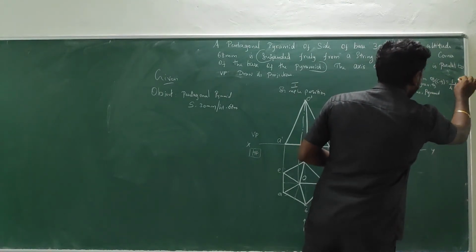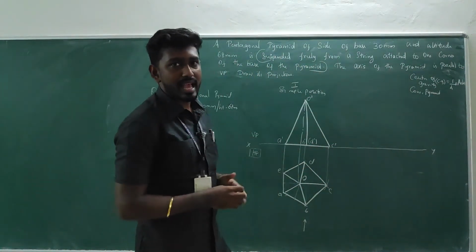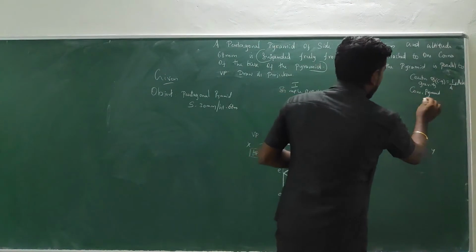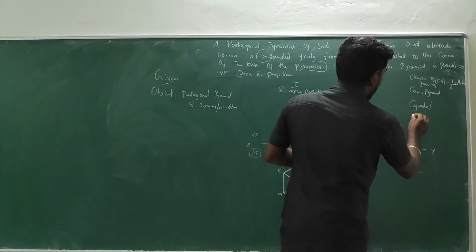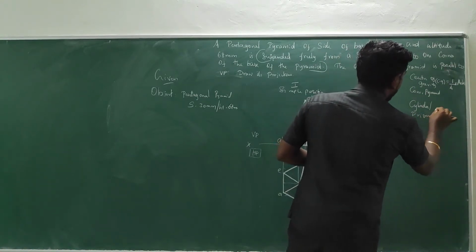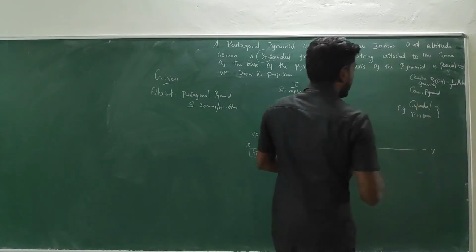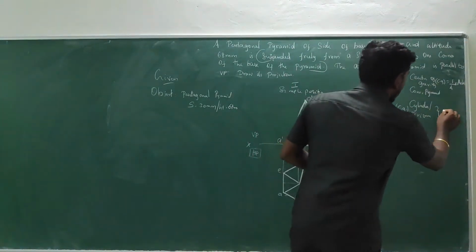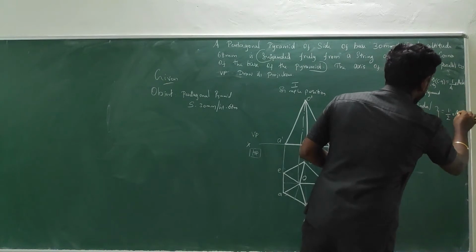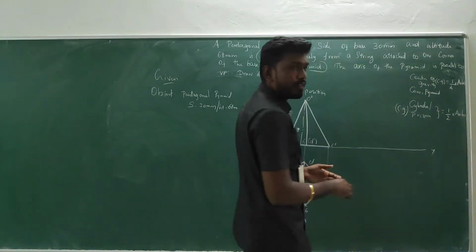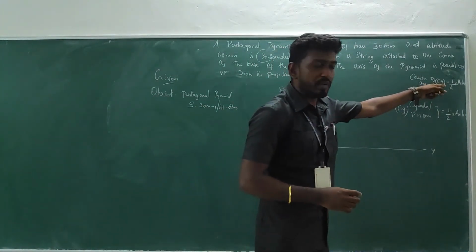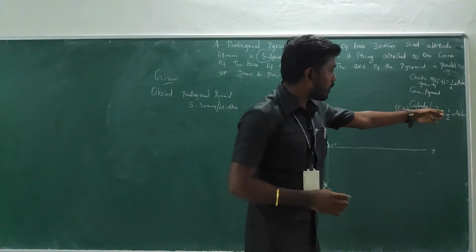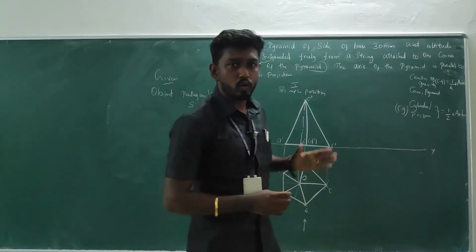1/4 of its axis height. Okay, 1/4 of its axis height. If we come to the cylinder or prism, we need to follow the formula 1/2 of its axis height. Okay, 1/2 of its axis height. Two formulas are there. One is for the cone and pyramid, which is 1/4 of its axis height, and one is for cylinder and prism, which is 1/2 of its axis height.